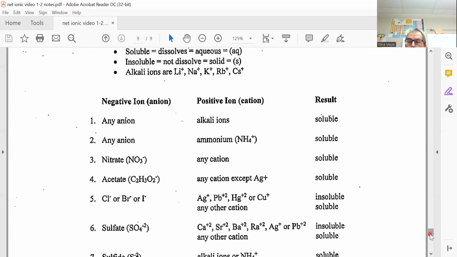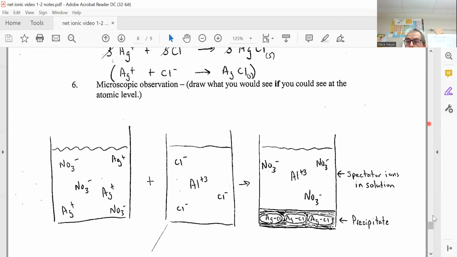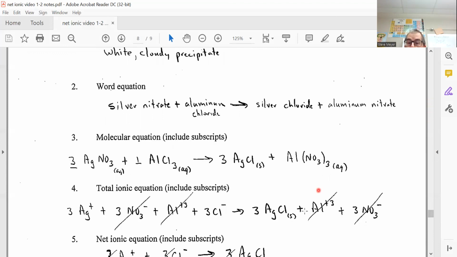Going back, I said all nitrates are soluble, so my aluminum nitrate is aqueous. My AgCl is insoluble, so that's going to be the precipitate, or the solid. That's how I indicated it right here when I balanced this. This is aqueous, designated right here, and this is solid, designated right here. That is how to use a solubility table. I am going to complete this video for questions 3 through 6 in the next sequence. Thank you for watching.